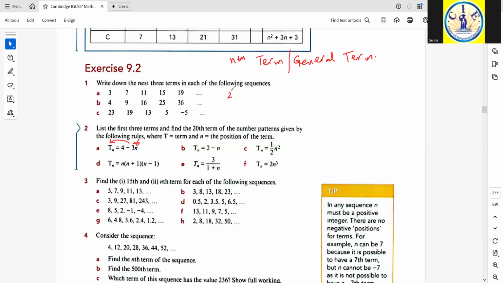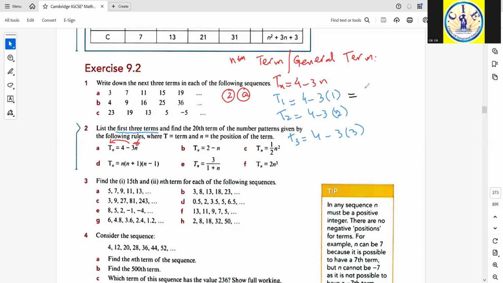So let's start with question number 2, part A. Tn is 4 minus 3n. Since we need to find out the first three terms, that means you need to find T1. That can be calculated if you substitute 1 at the place of n. Similarly, the second term is going to be calculated when we substitute n equals 2, and the third term can be calculated if we substitute the value of n to be 3. So this will generate the three terms of the sequence.